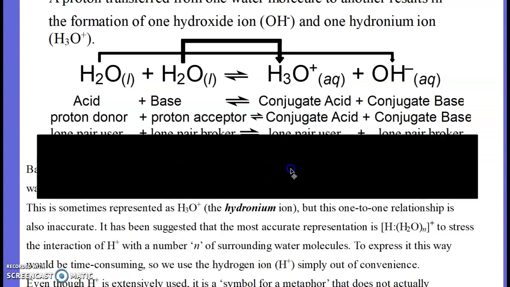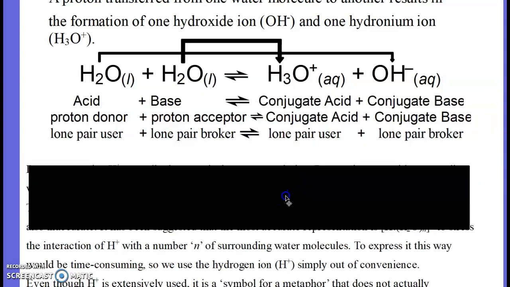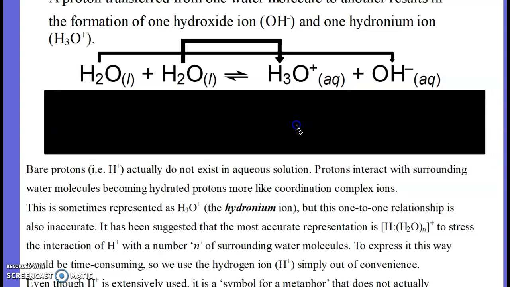It's an amazing substance. Those are the three different definitions showing you there. So this water molecule gives its hydrogen to this water molecule. This is the acid. This is the base, changing it to H3O plus and OH minus.